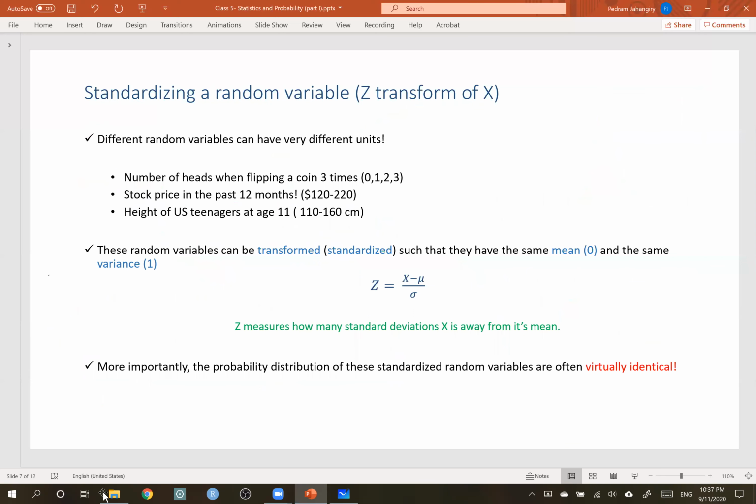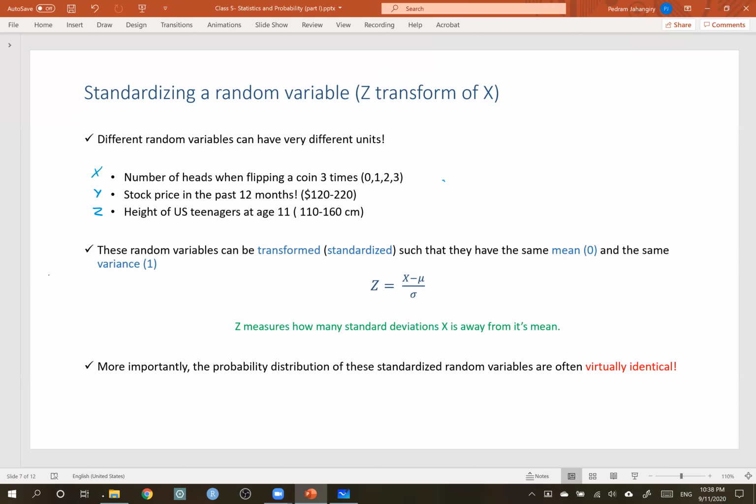Now let's talk about standardizing a random variable. We also call it the Z transformation of X. You may have heard about the Z-score from statistics. This is something we call standardization. But why do we standardize a random variable? Imagine we have 3 different random variables. Let's call them X, Y, Z.